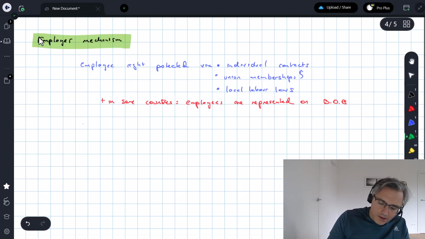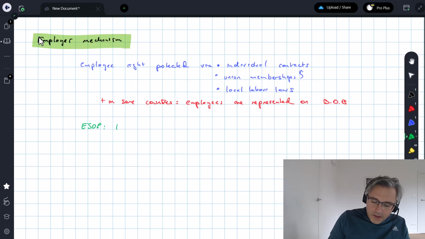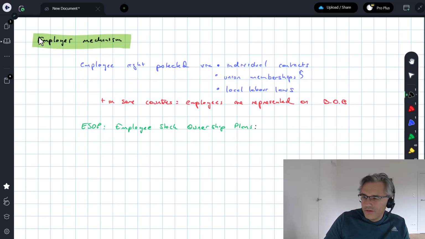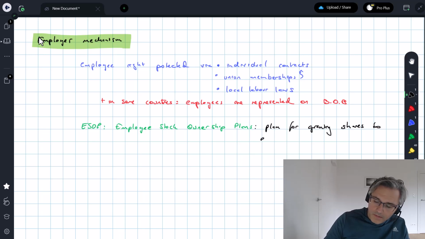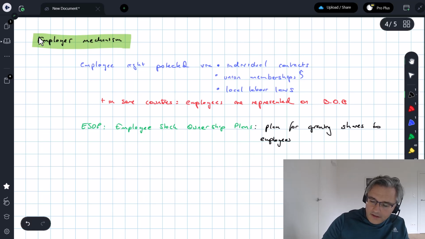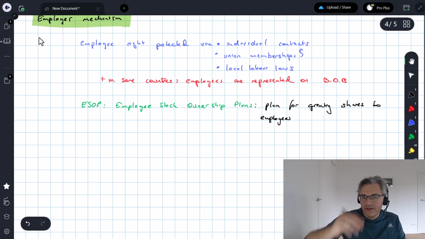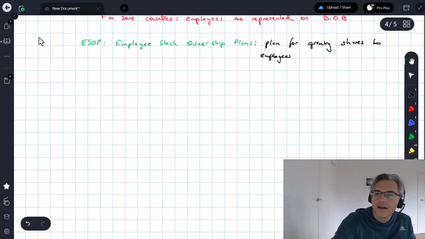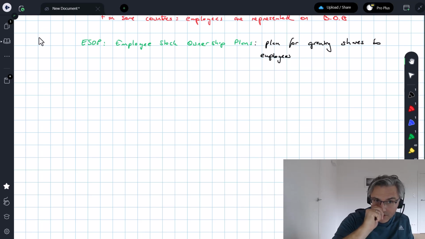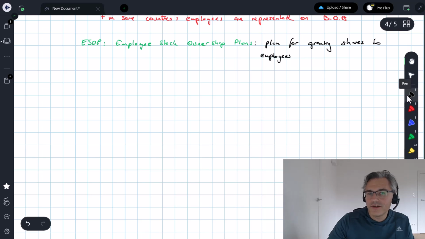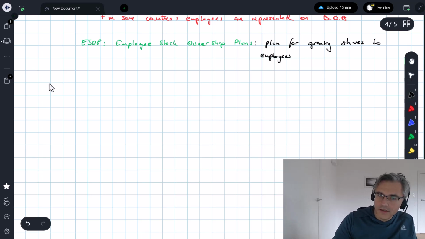At this point, the curriculum also mentions something called ESOP. These are employee stock ownership plans. So this is obviously a plan for granting shares to the employees. And this once again has the role of aligning the interests of the employees, not just the directors and the top executives, but also mid-management, lower management, and sometimes just ordinary employees, with the interests of the shareholders. Okay, that ends the employee mechanisms.